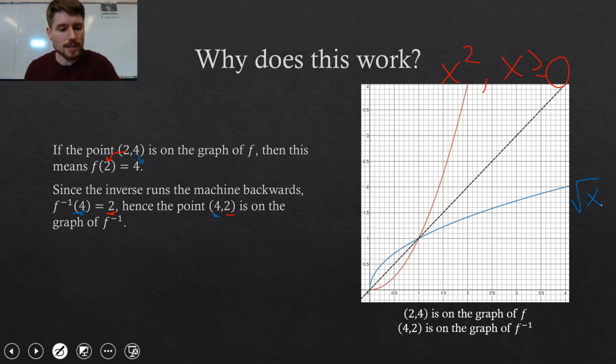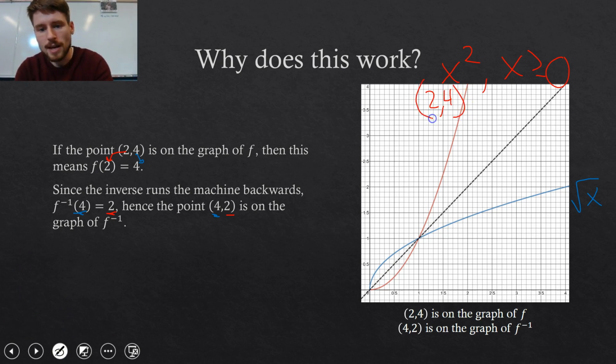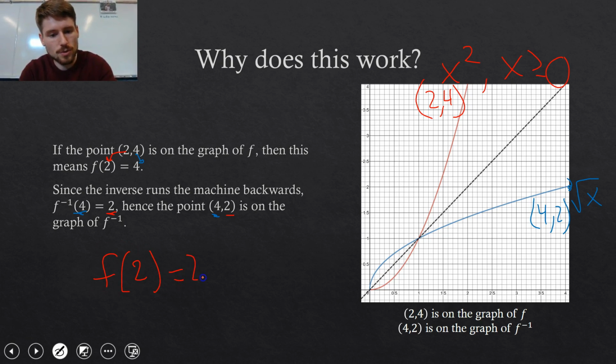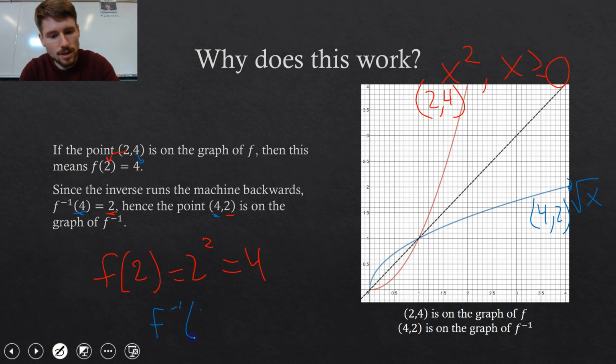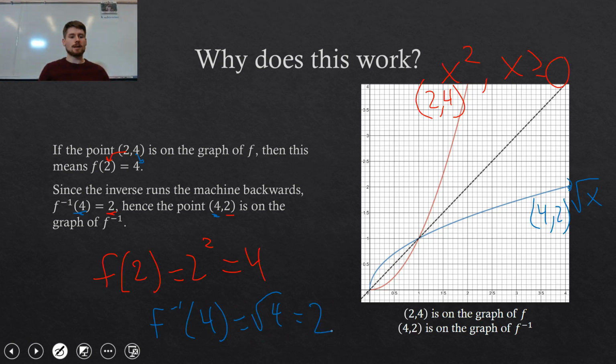And so you can see some points get flip-flopped, right? Our point here, which is (2, 4), ends up going to (4, 2) over here. So that's where it ends up. And again, the reason for this is that f of 2 is 2 squared, which equals 4. And so the inverse function says f inverse of 4 is root 4, which is 2. It's the inverse, right? It's the undoing function. So when we plug 4 into the inverse, we get 2 as the answer. When we plug 2 into the original function, we get 4 as the answer.